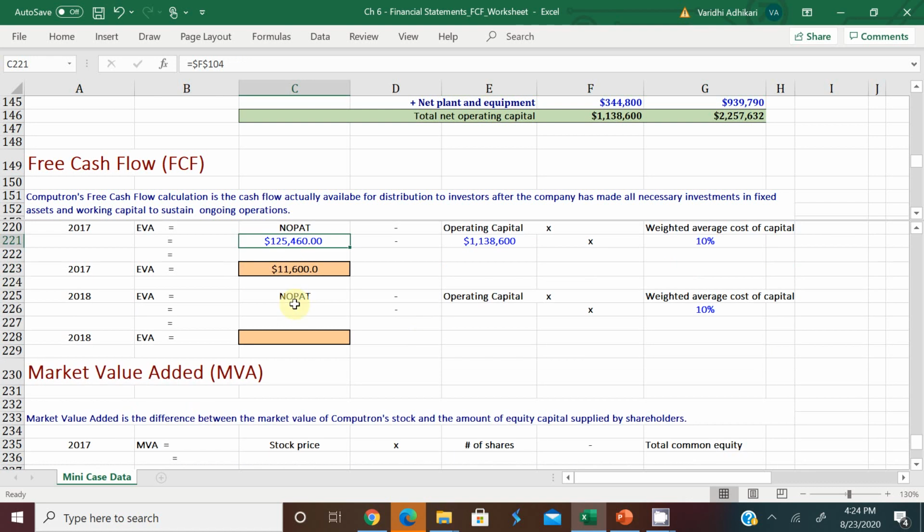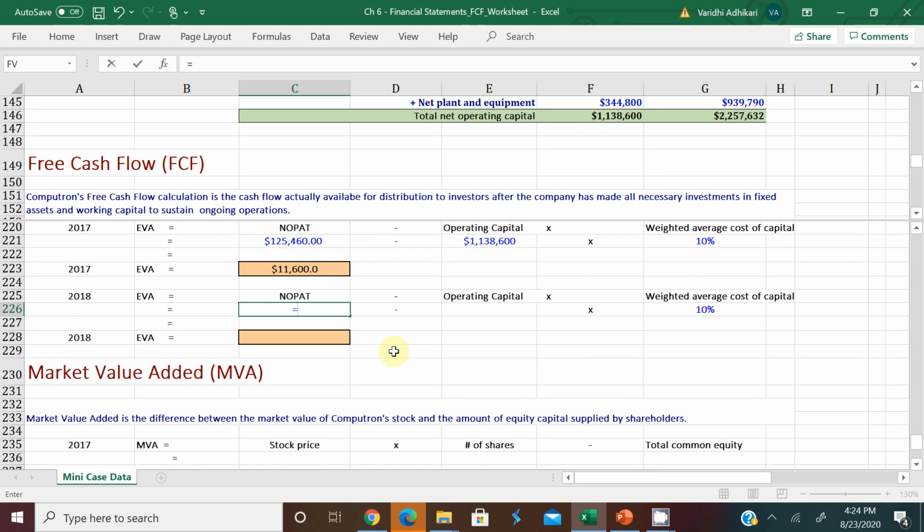So in 2017, in fact, there was a positive number. So this company did make more in operating profit than investors would require. So it was a good year in that sense. They added economic value of 11,000 to the company. But let's see what happened in 2018.